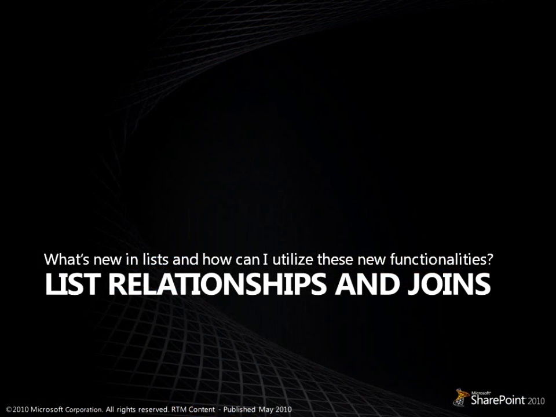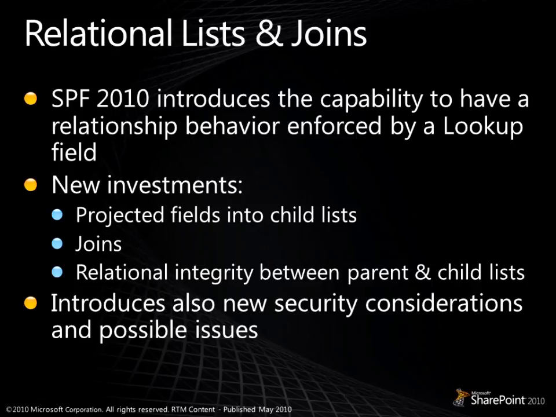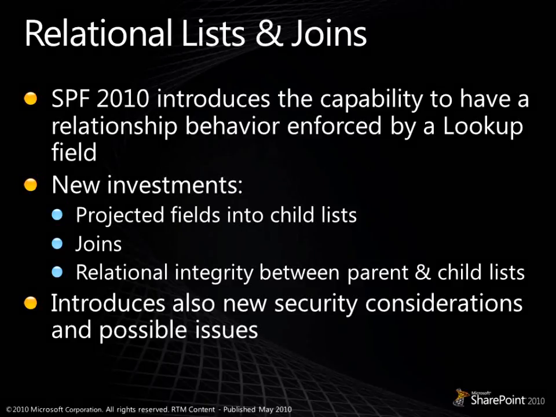In this section, we'll concentrate on new capabilities in the list. These changes are the list relationships and joins, which we can utilize in our customizations as well. SharePoint 2010 introduces a new capability to have a relationship behavior enforced by a lookup field. Using the lookup field, we can have the following options. We can project numerous fields into a child list of the item associated to the lookup. We can create joins between the lists. And we can create relational integrity between parent and child list.